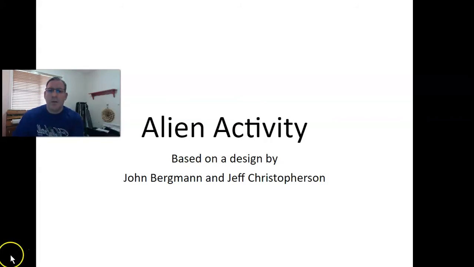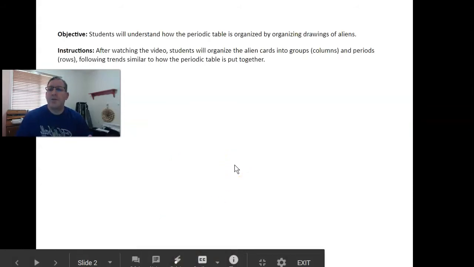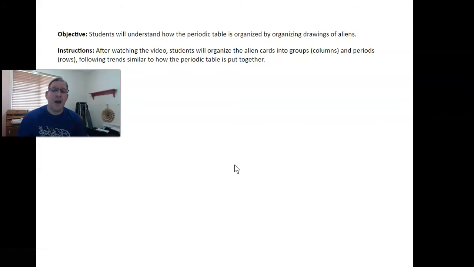Okay, so as we continue on, our objectives: students will understand how the periodic table is organized by organizing the drawings of these little aliens right here. After watching this video, students will organize the alien cards into groups, columns, periods, and rows, following trends of similar items and progressing items. And this is really an effort to show you part of how the periodic table is put together.